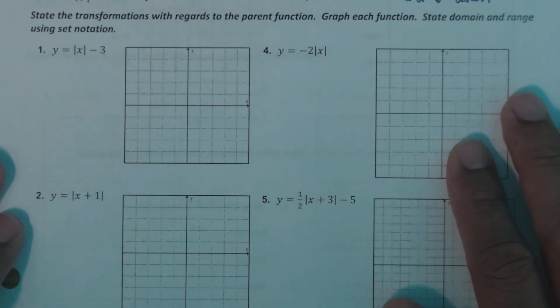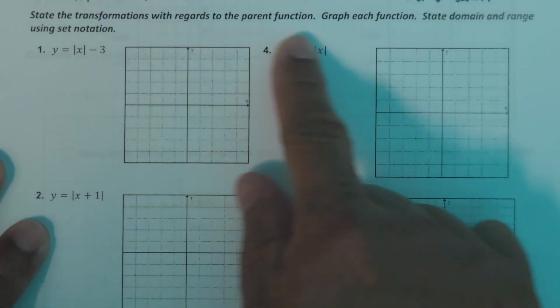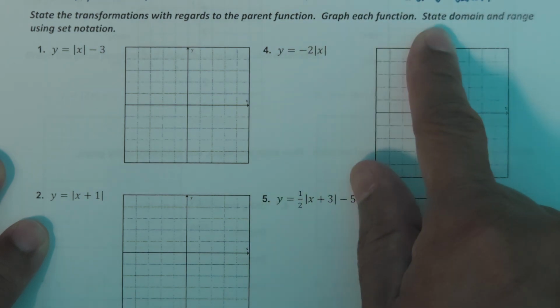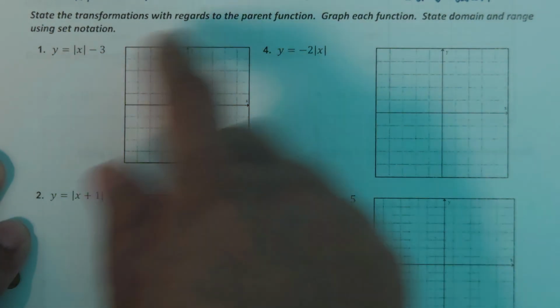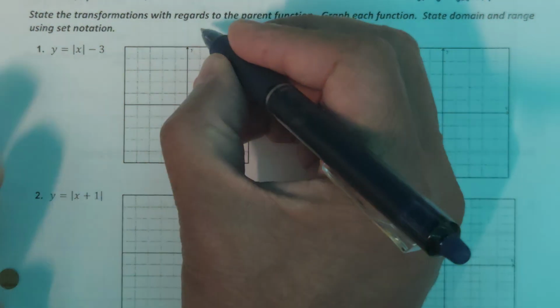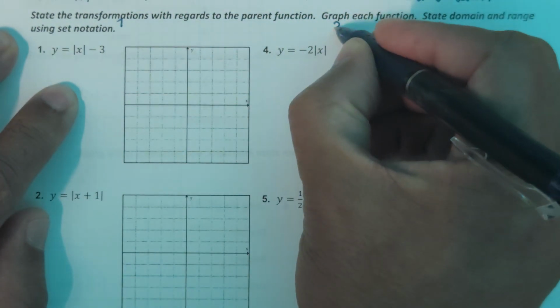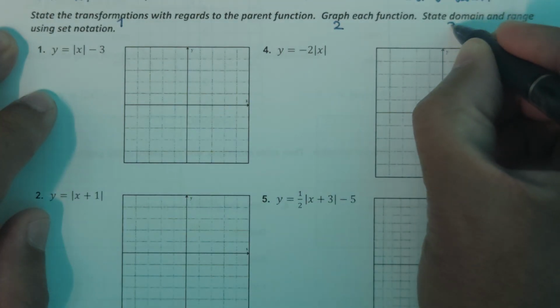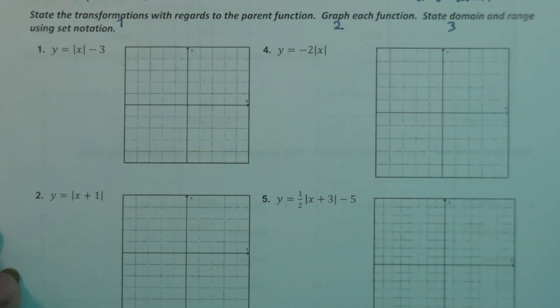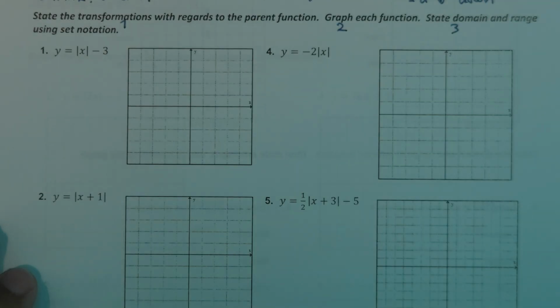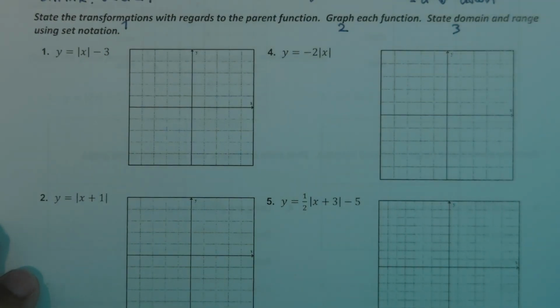So in the next few examples, it says state the transformations with regards to the parent function, and then graph each function, state domain and range using set notation. So there are three things that we need to do. One, state the transformations; two, graph it; and three, state domain and range. I'm going to write some information, and then I'll come back so you can copy this down.